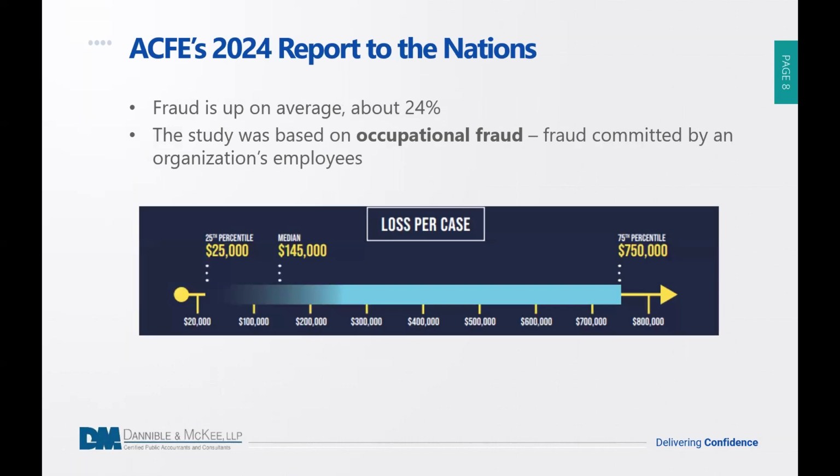So like I said, fraud is up on average about 24%. And the study is all based on occupational fraud as well. Occupational fraud is fraud that's committed by an organization's employee, so someone within the organization. As you can see again by the chart here, the median loss per case is about $145,000.